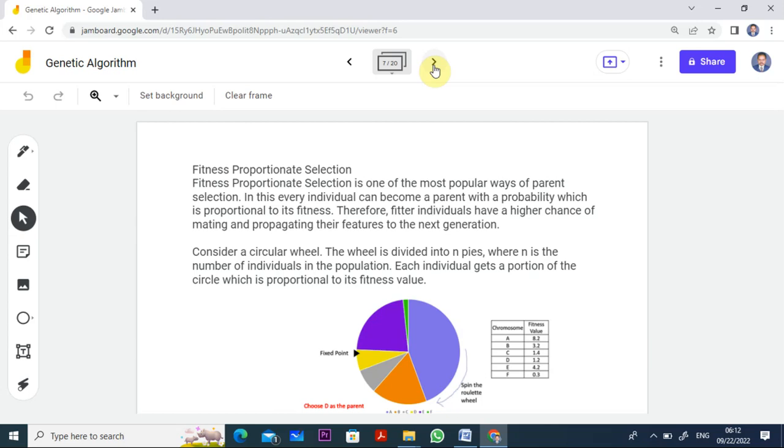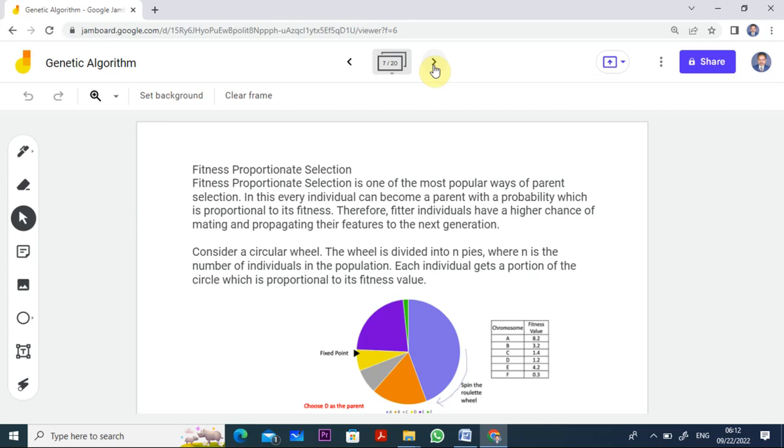Suppose somebody is suffering with cancer, somebody is suffering with TB, he is not suitable. They usually would avoid this marriage, because the children will be sick. So here we decide based on this fitness function. So who are the fitter individuals? They have a higher chance of mating and propagating their features to the next generation.